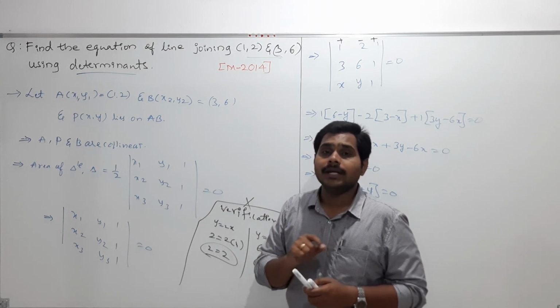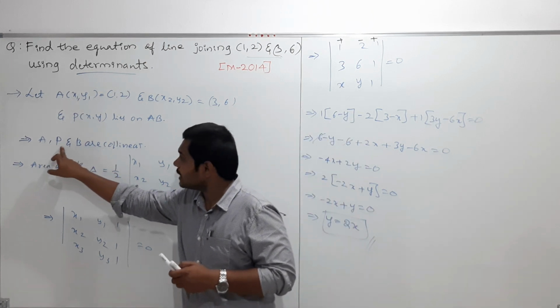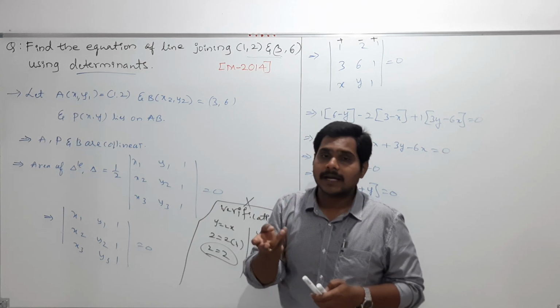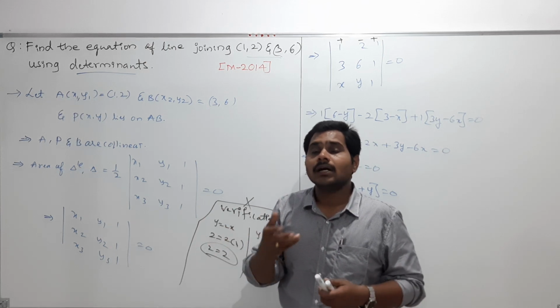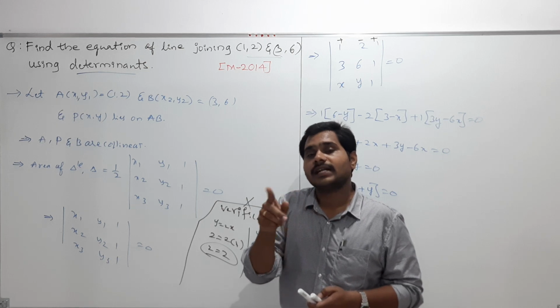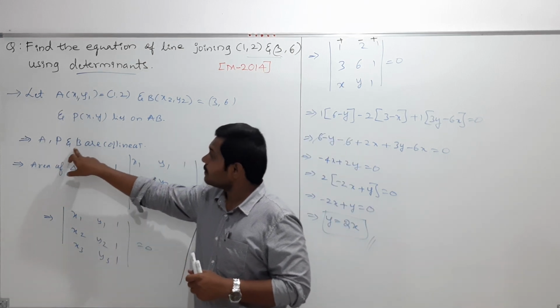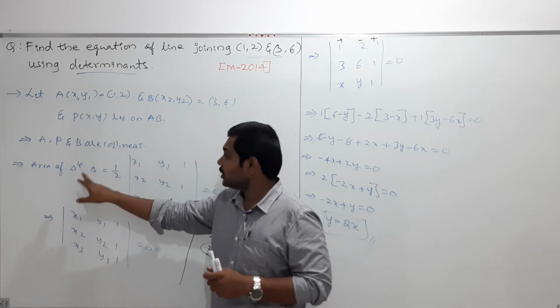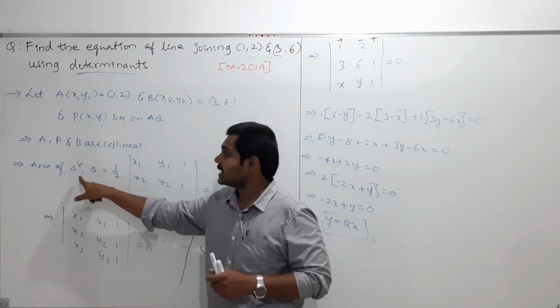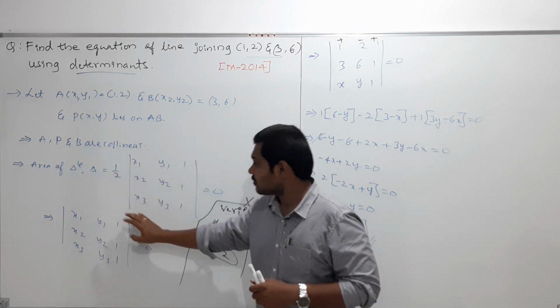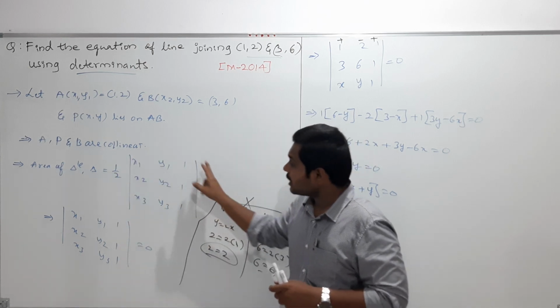Three points being collinear means these three points A, P, B lie on the same line. If any points lie on the same line, there is no question of a triangle. Therefore the area of the triangle will be 0. By taking that concept, since A, P, B are collinear, what is the area of the triangle? We know that the area of the triangle is nothing but this value, so this value is equal to 0 by using this concept.